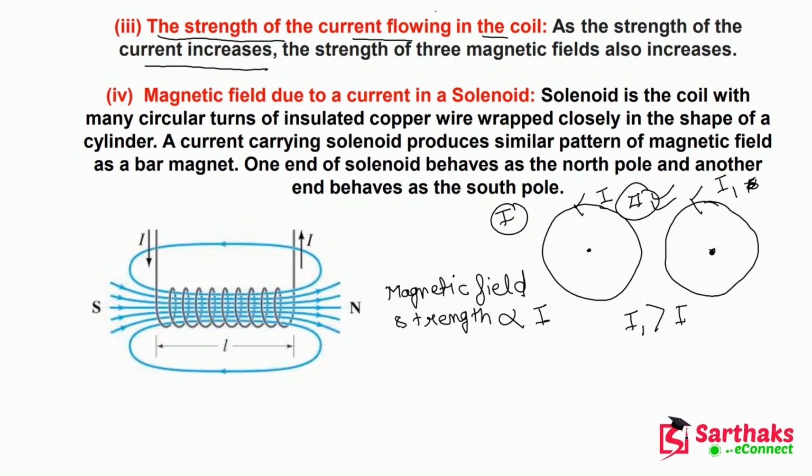You can say it is proportional to the magnitude of current. Okay, now let's move ahead. Let's talk about the fourth case. The fourth case says that the magnetic field due to a current in a solenoid.